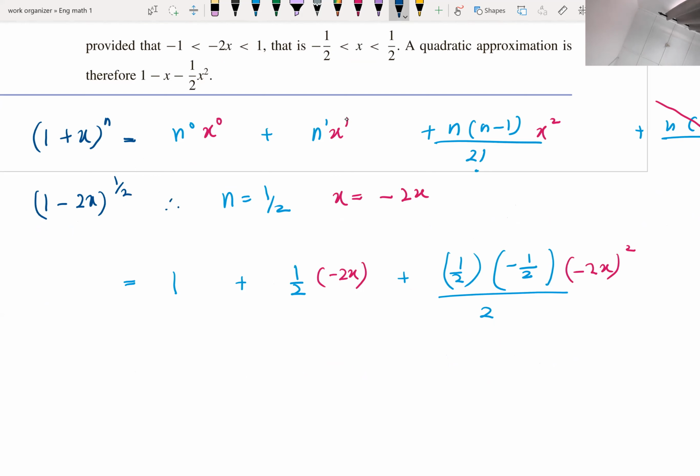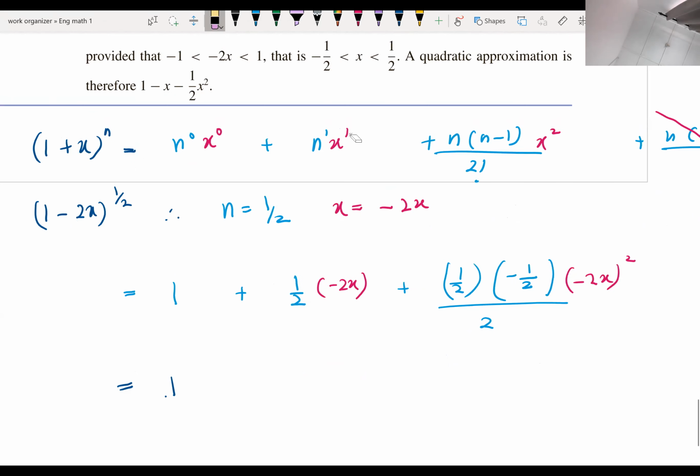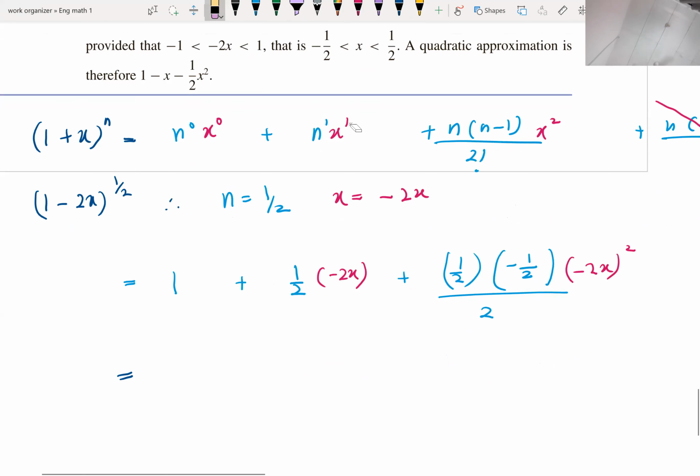So this will be 1. Okay, I think my laptop has heated up so much. So 1, and then minus x. So I think we have to continue in the next lecture, I guess.